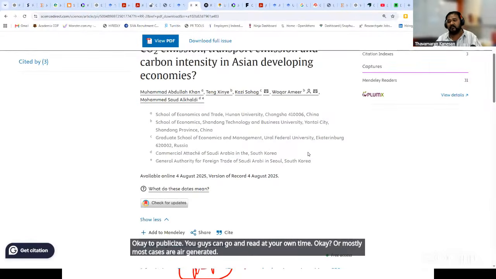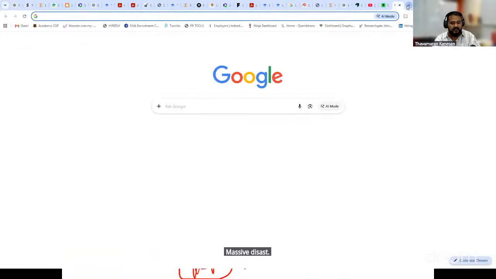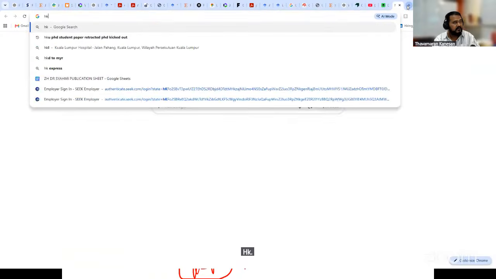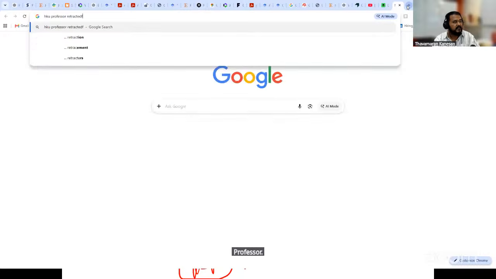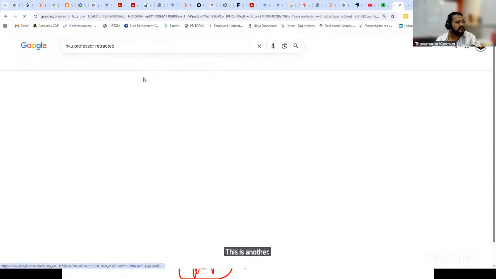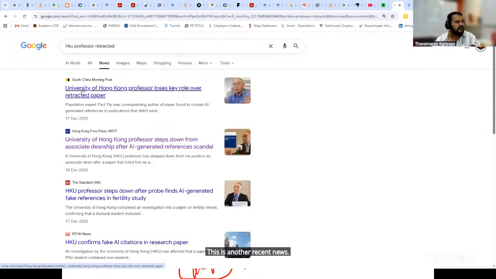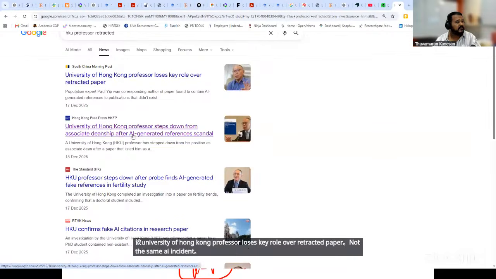Yeah, a PhD can definitely be revoked, because you published fake information. It's a disaster for the university. Massive disaster. See here, an HKU professor, retracted. This is another recent news: University of Hong Kong professor loses key role over retracted paper. Another same AI incident.